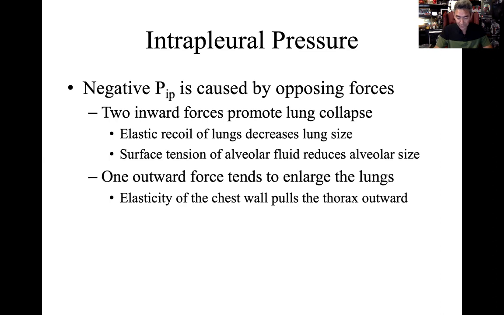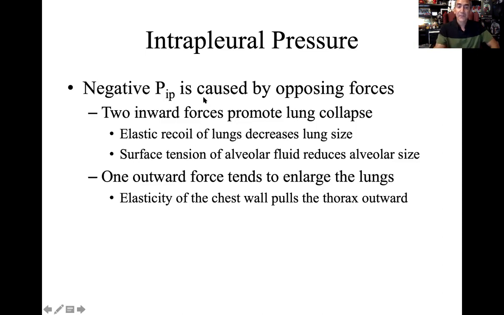So if, for whatever reason, there's a leak in pressure between the intrapleural space and the intrapulmonary space, that will cause intrapleural pressure to equalize with intrapulmonary pressure. And if that happens, you're going to detach the lung from the thoracic wall, right? And that's not good. You have in that situation a collapsed lung, atelectasis, pneumothorax. The lung detaches and is no longer functioning in gas exchange.